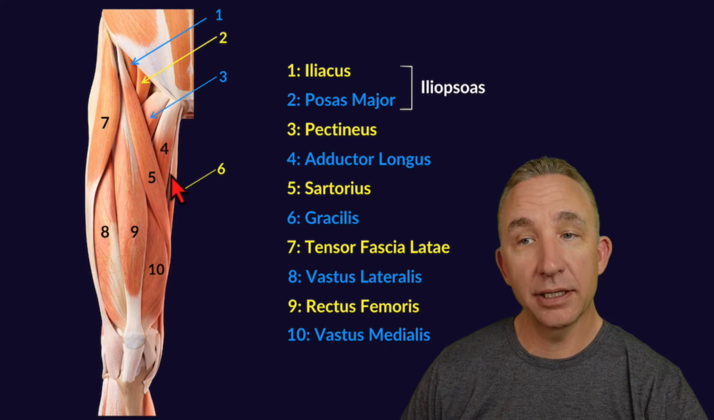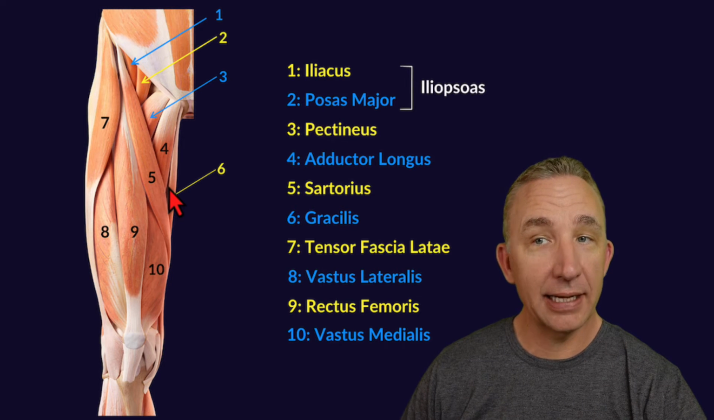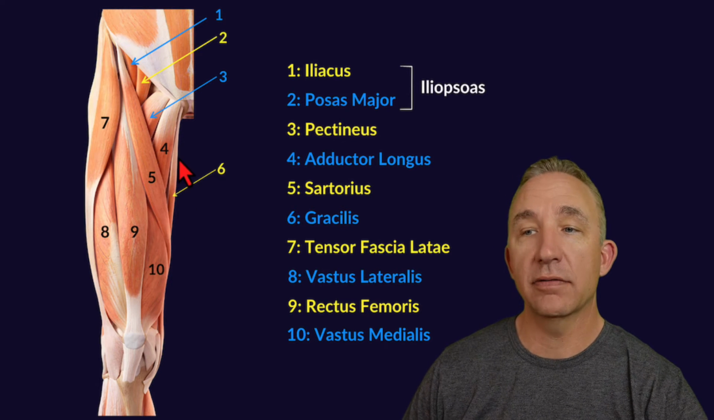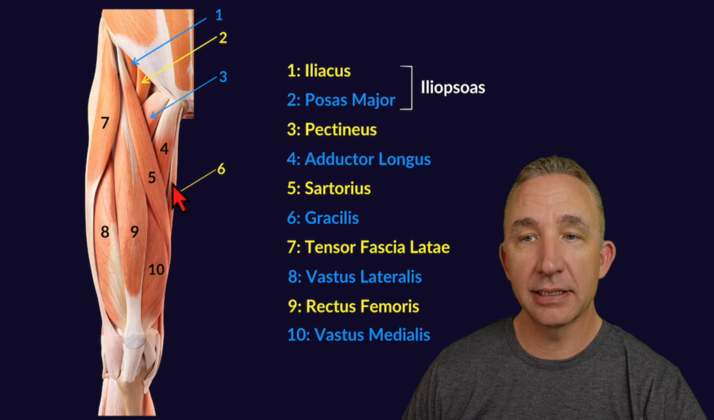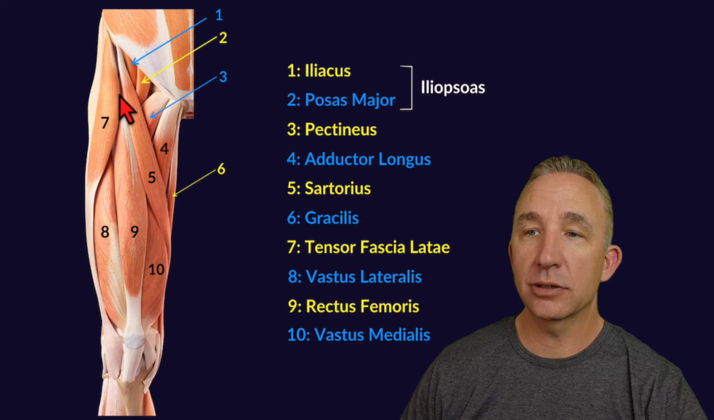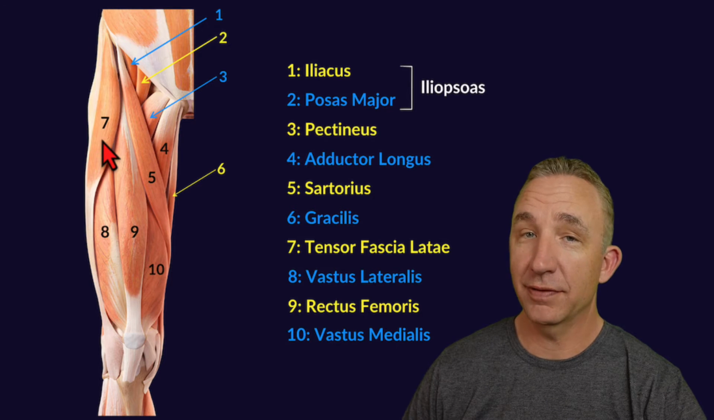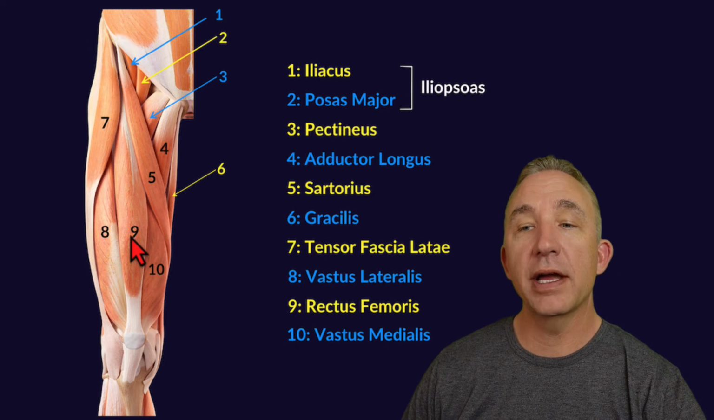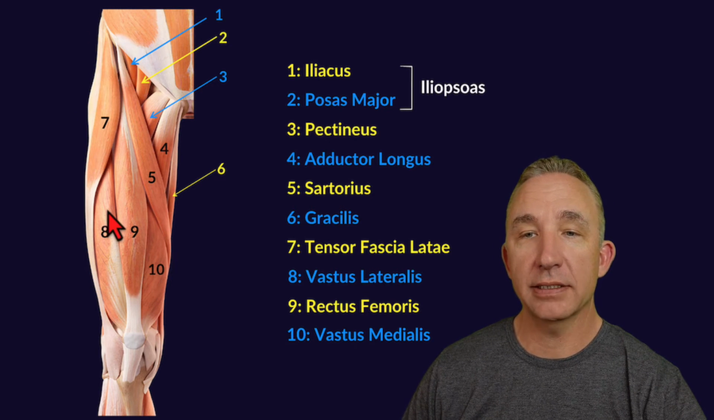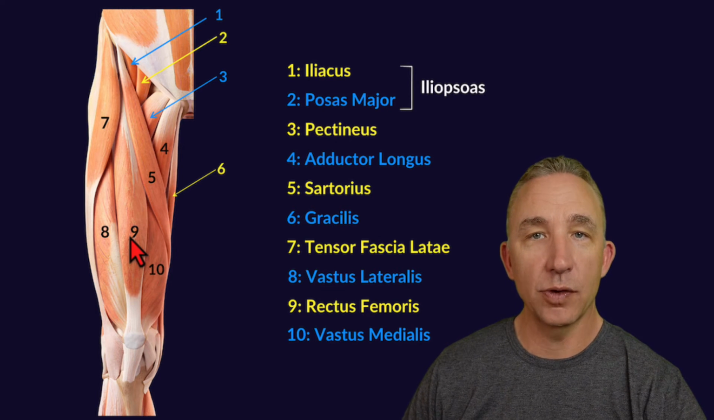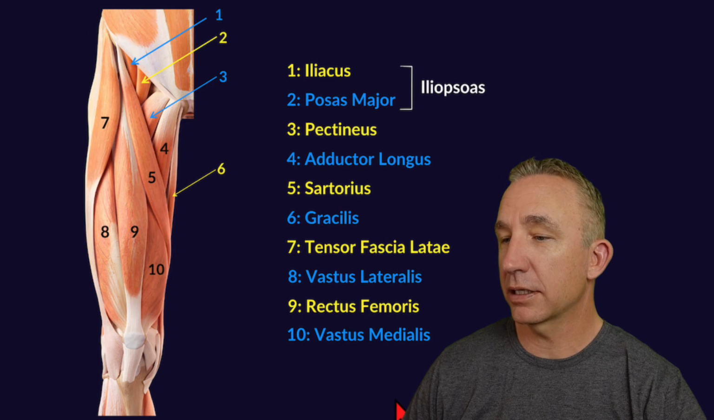Deep to this on the medial side would be adductor magnus, but I can't see it. It's covered by gracilis. Our longest muscle, sartorius, tensor fasciae latae, number 7, and then 3 of our 4 quadriceps: vastus lateralis, vastus medialis, rectus femoris. Now let's look at OIAs.